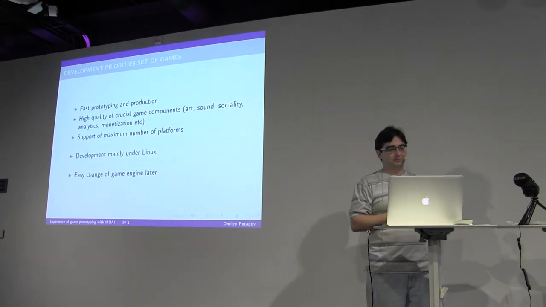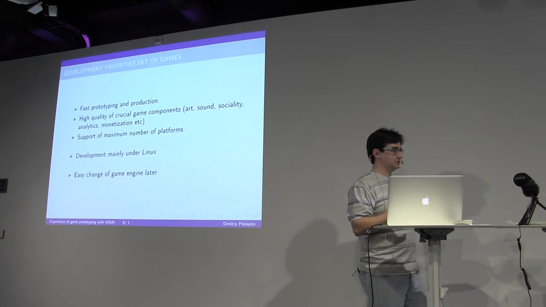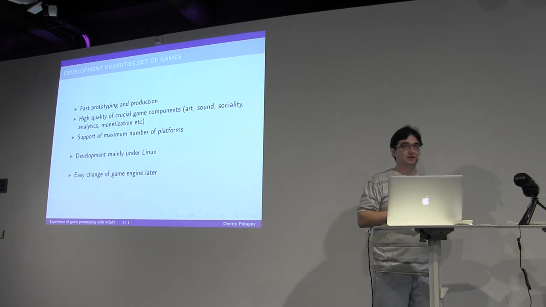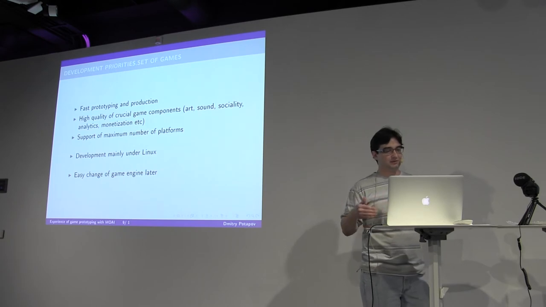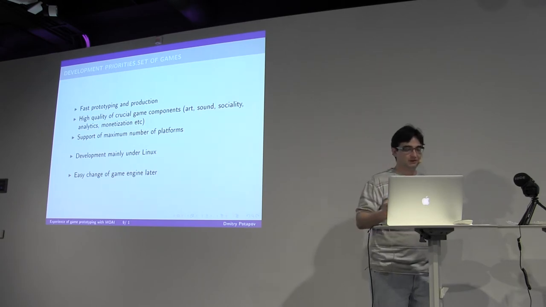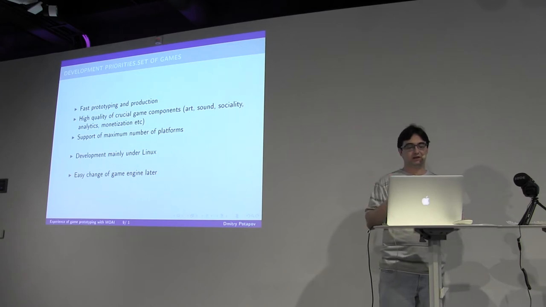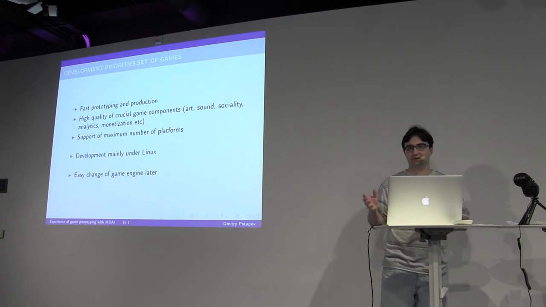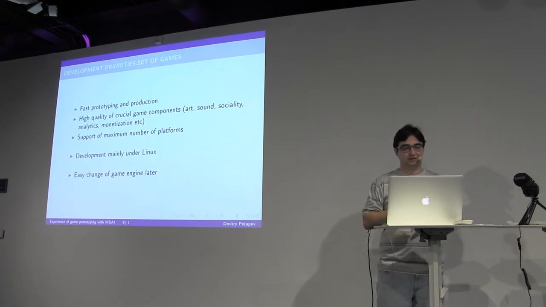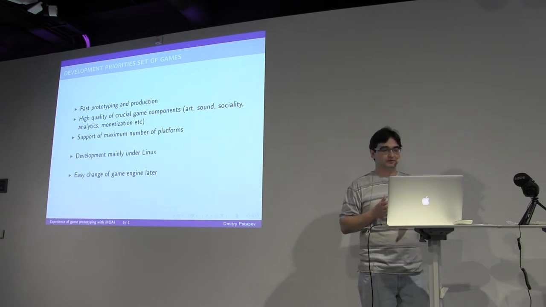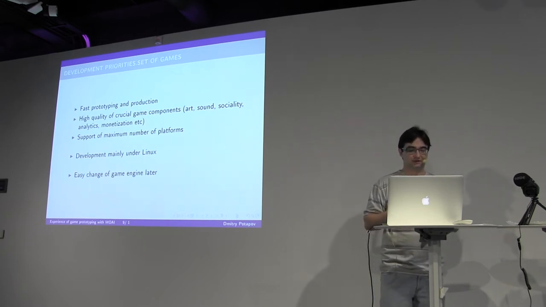So, about priorities. We have two sets of priorities. The first priority is about what we want for prototyping a set of games. It must be fast, it must have high quality of crucial components. I don't mean assets. Assets are another question, but we should provide good support for operating these assets to make a good game.